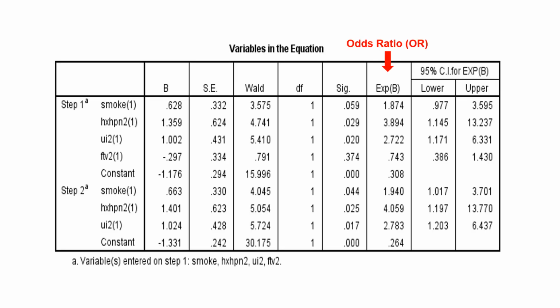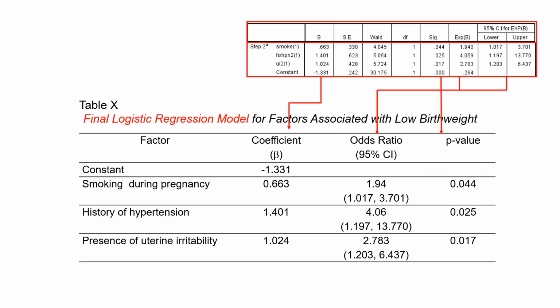With modeling, study variables with insignificant p-values are sequentially removed until all that remains are those significantly associated with low birth weight, which are smoking status, history of hypertension, and uterine irritability. The final logistic regression results show that those with low birth weight were 1.9 times more likely to have smoked during pregnancy, 4 times more likely to have a history of hypertension, and 2.8 times more likely to have uterine irritability than those with normal birth weight.